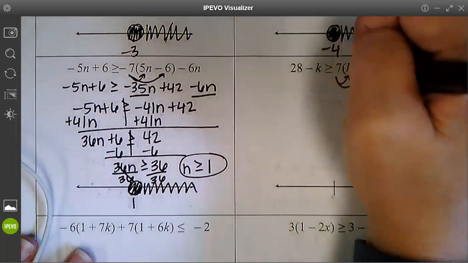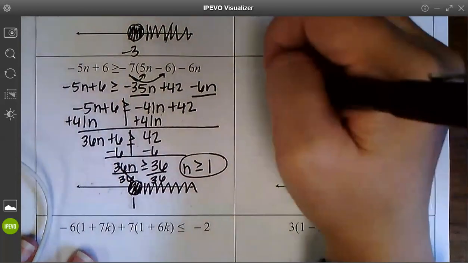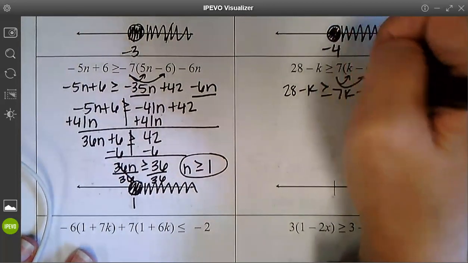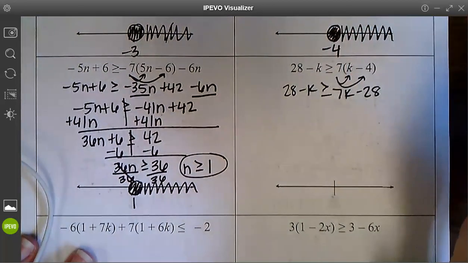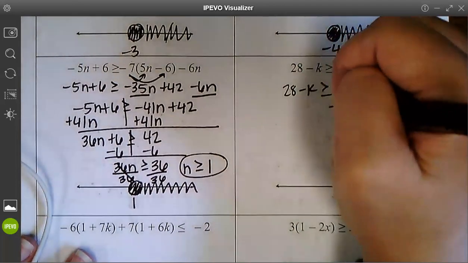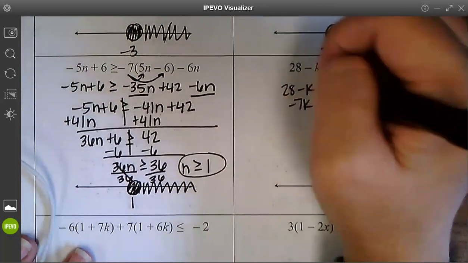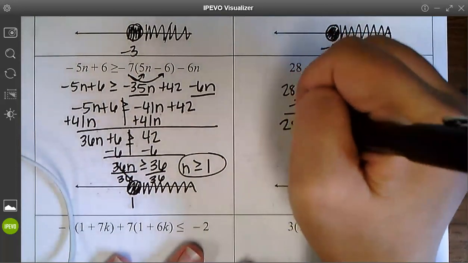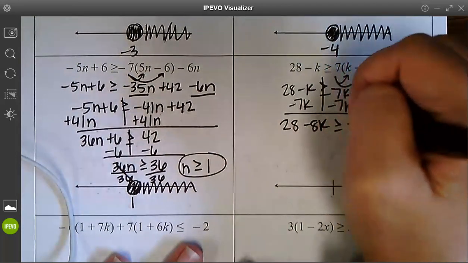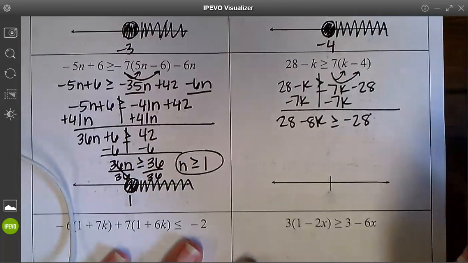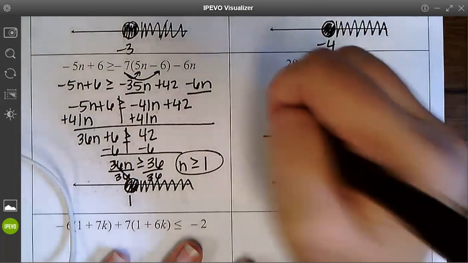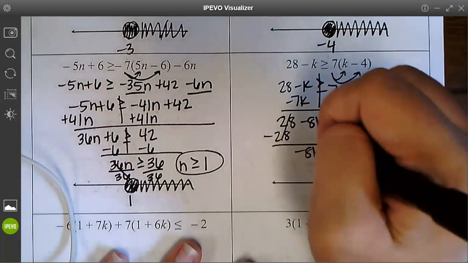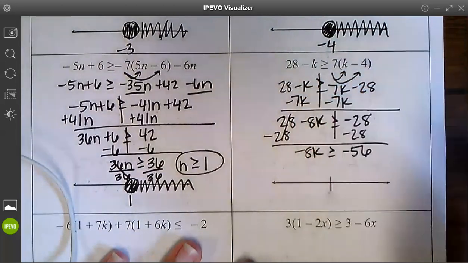The next one, distribute my 7. 28 minus k is greater than or equal to 7k minus 28. Get my k's together. I'm going to subtract 7k from both sides because I like my variables on the left with inequalities. So I have 28 minus 8k is greater than or equal to negative 28. Minus 28 on both sides. I get negative 8k is greater than or equal to negative 56.